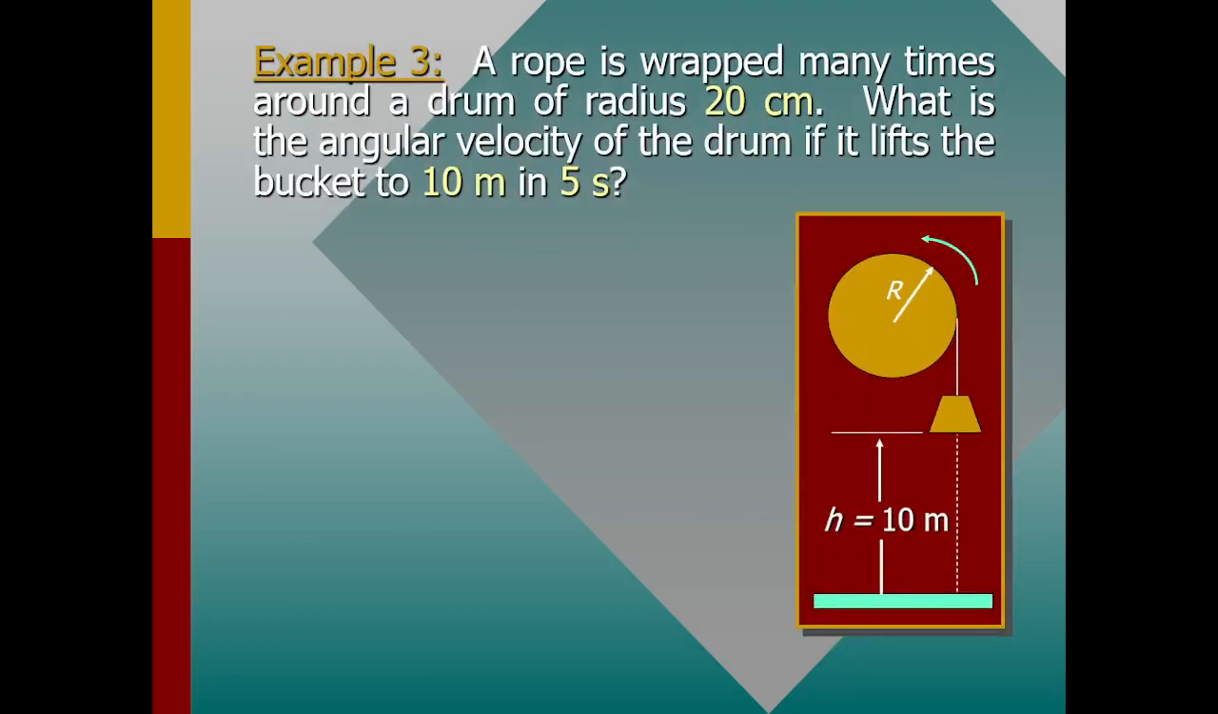Let's look at an example there. A rope is wrapped many times around a drum of radius 20 centimeters. What is the angular velocity of the drum if it lifts the bucket to 10 meters in 5 seconds? Someone who was following can see and understand from this question and the previous question that the only thing I've added is time. Everything else is the same.